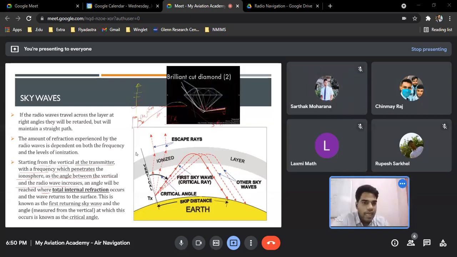Diamond. Okay. Diamonds are shining so much because of the total internal refraction. Once the sunlight comes inside, they are designed in such a way that internally they are refracting the sunlight. That is why they brighten up, they shine so much. Okay, perfect example for this.